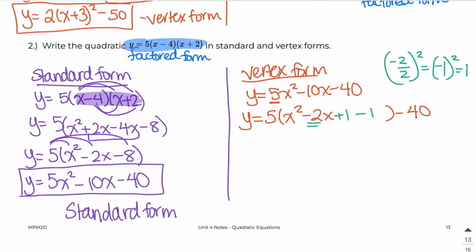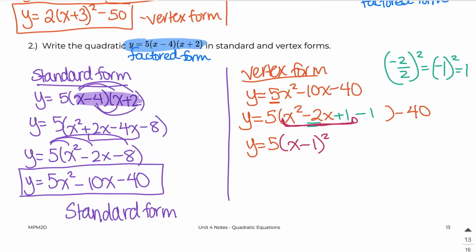I also have to subtract the 1. So this right here, I have completed the square. This is a perfect square trinomial. So when I factor this, this becomes x minus 1 squared. And then I get y equals 5 times x minus 1 squared.